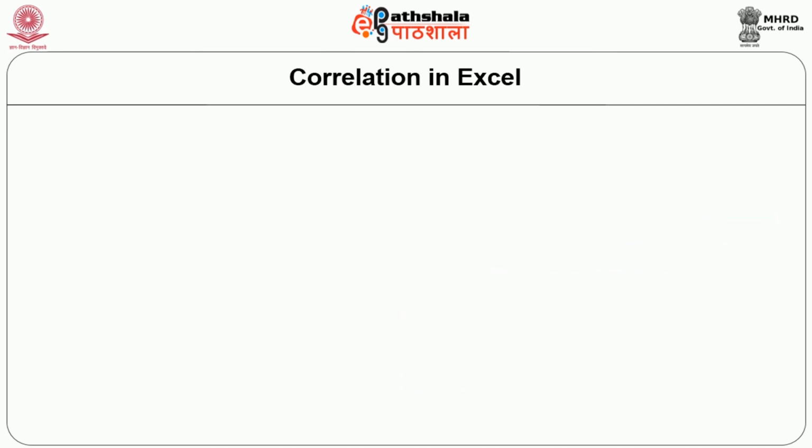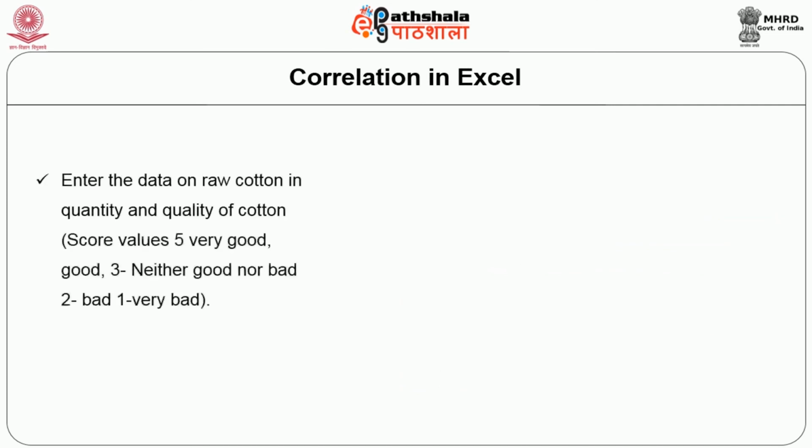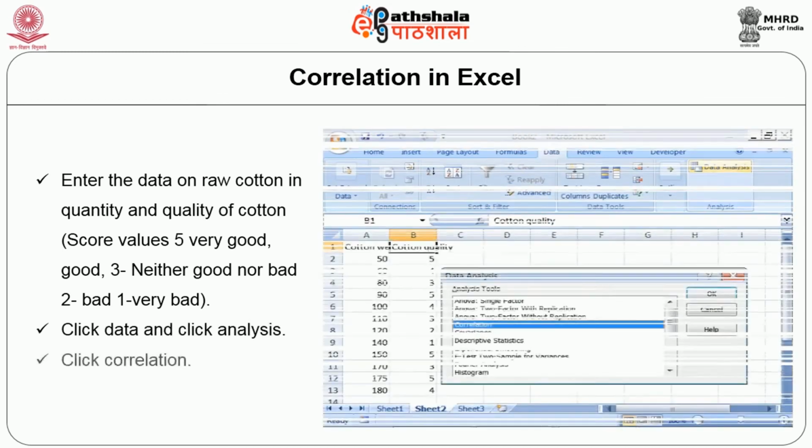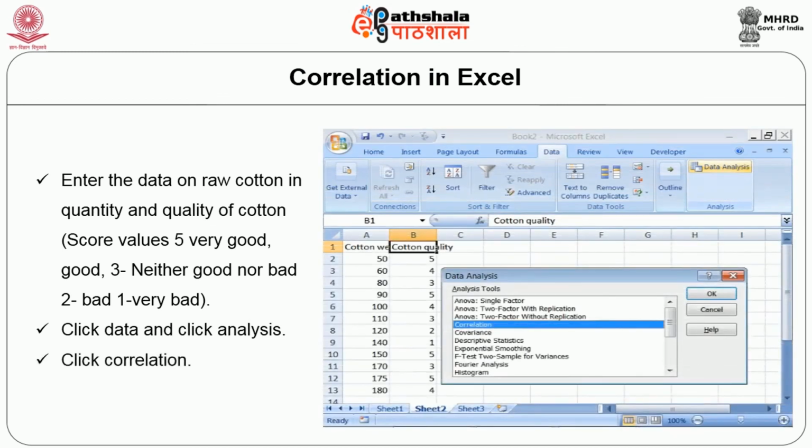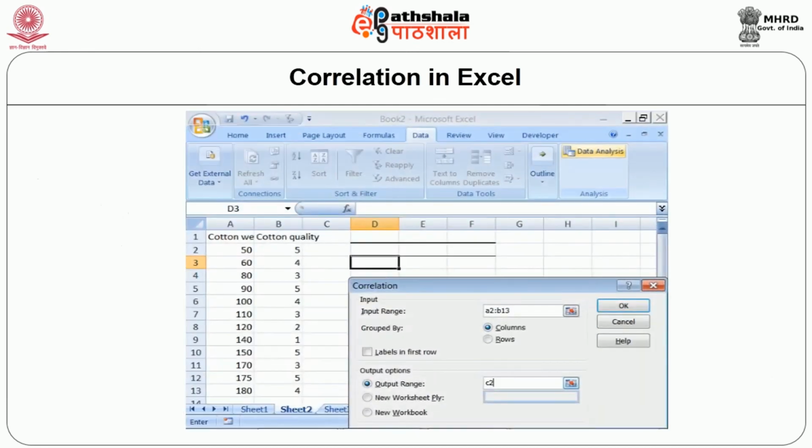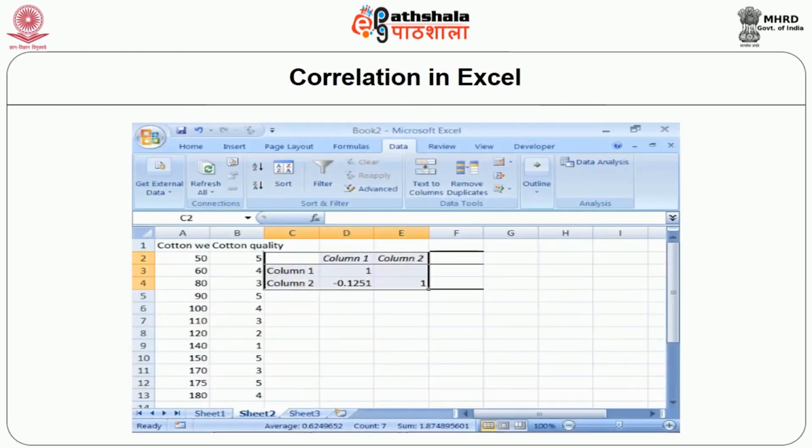Then correlation in Excel. The following is the procedure. Enter the data on raw cotton quantity and quality of cotton. Click data and click data analysis. Then click correlation. A dialog box will open. Select input range as A2:B13 and output range as C2. Click OK. The output will be displayed in the specified output range.